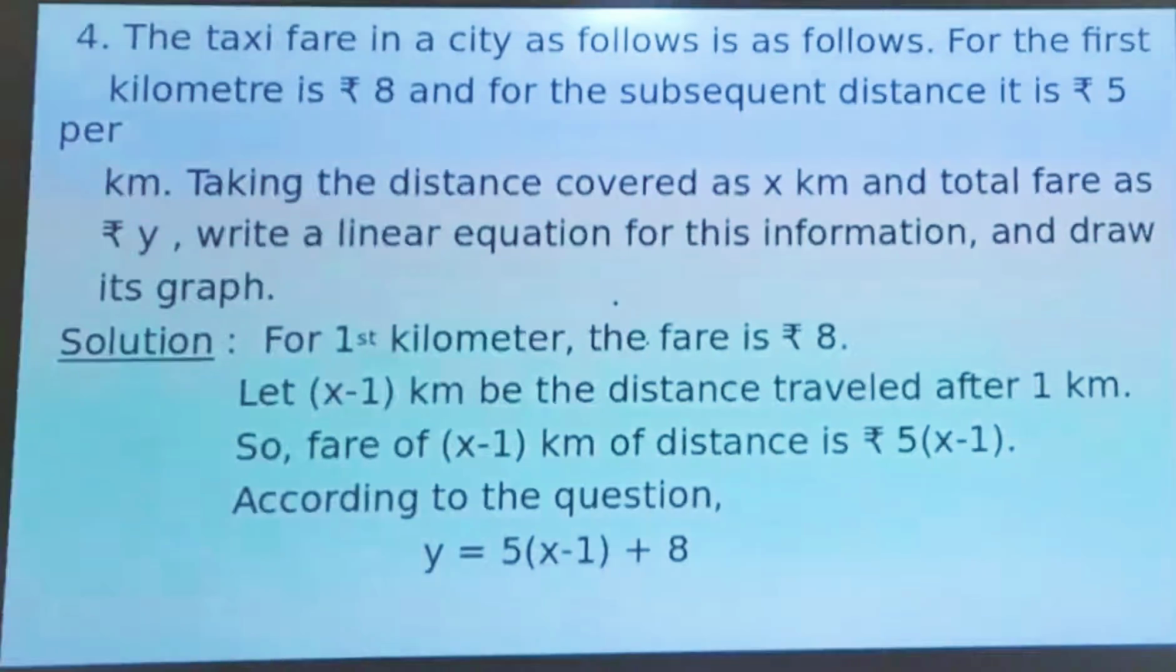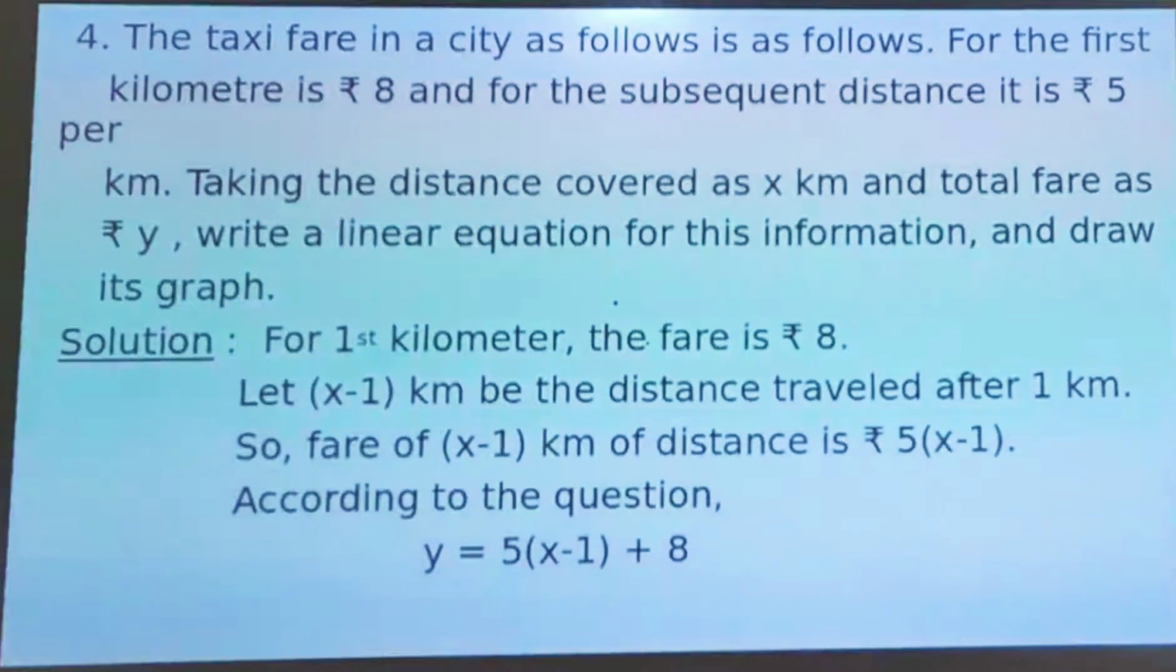Next, question number 4. The taxi fare in a city is as follows. For the first kilometer, fare is rupees 8 and for the subsequent distance it is rupees 5 per kilometer. Taking the distance covered as x kilometer and total fare as rupees y, write a linear equation for this information and draw its graph. Now first we have to make a linear equation according to the given information in the question, and after that we have to find the solution and draw the graph.